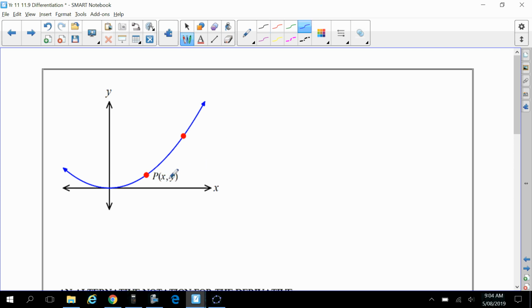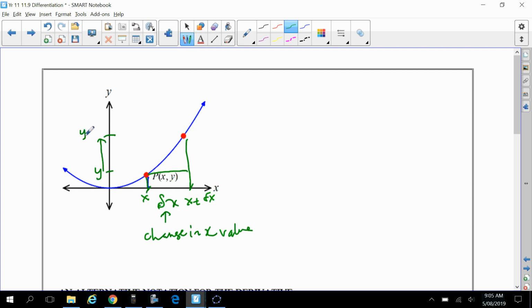So we have P(x, y). We have to use a new notation. Instead of using H, we're going to call it delta x. What does delta x mean? Change in x. Change in the x value. So delta x means this point is x, therefore x plus delta x instead of h, right? And for the y, we have the change in y, y plus delta y. This gap is delta y, which means the rise over run. So the corner of Q is (x plus delta x, y plus delta y).